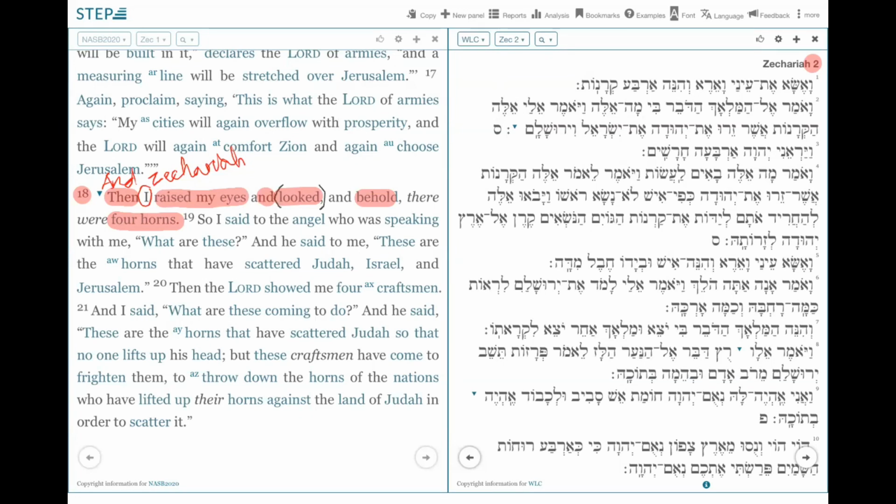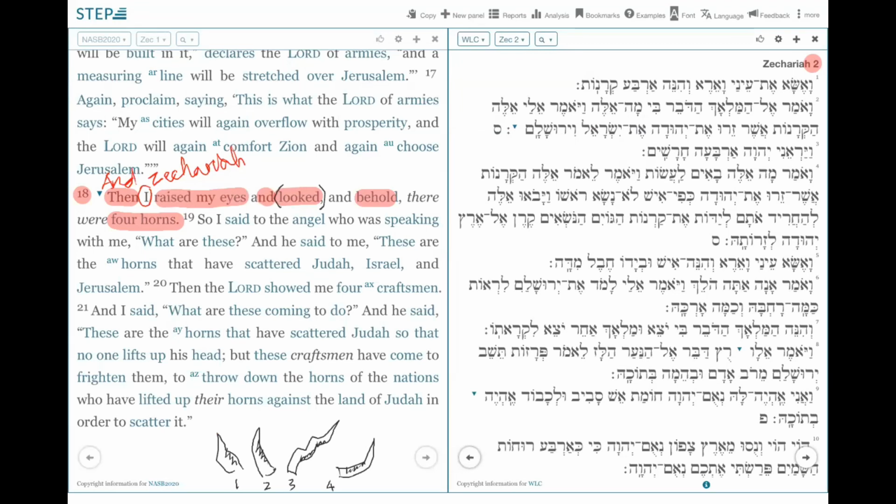And here we're talking about horns. So let me just show you. This is what he sees. Now, different kinds of horns. So two horns, three horns, four horns. So we have 1, 2, 3, and 4.